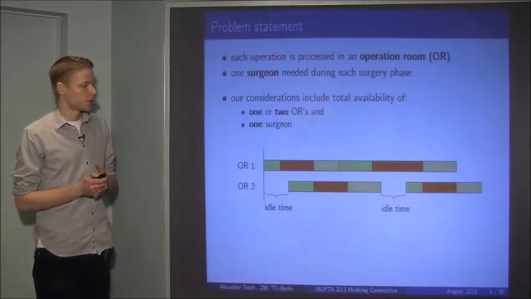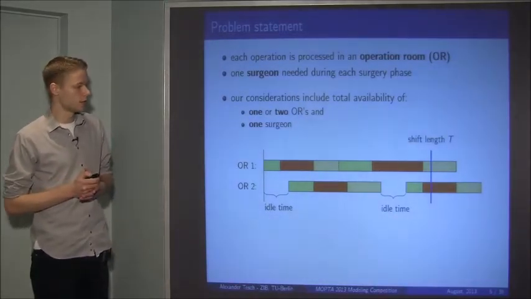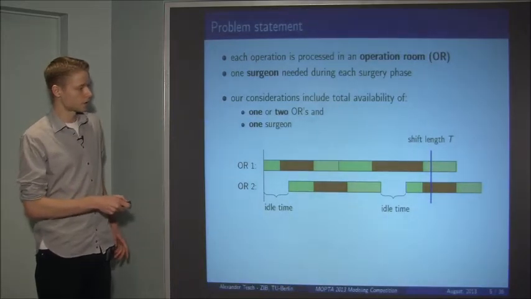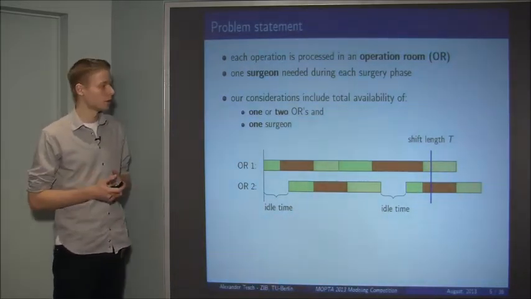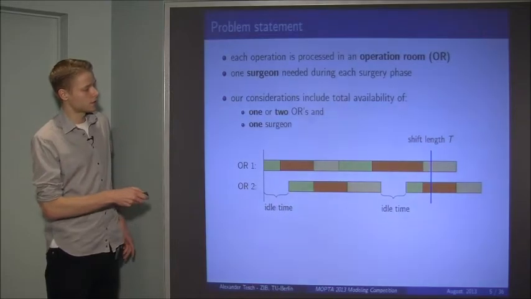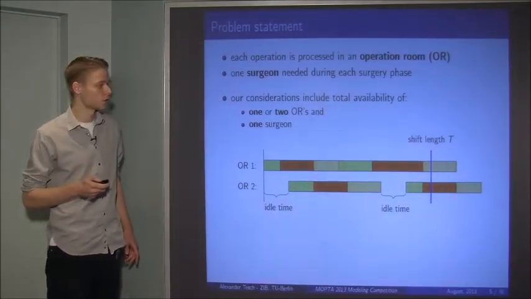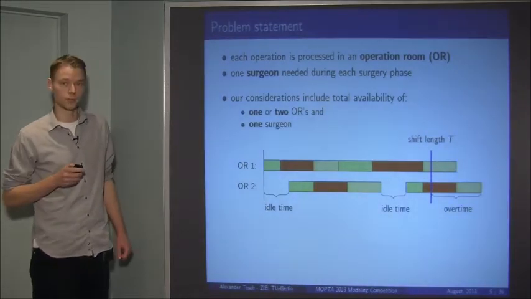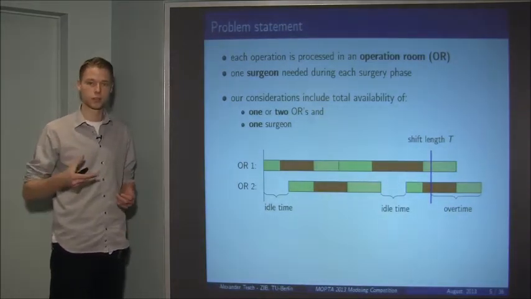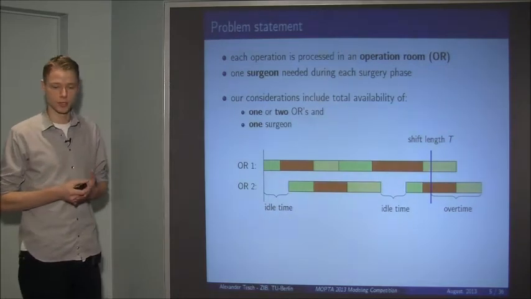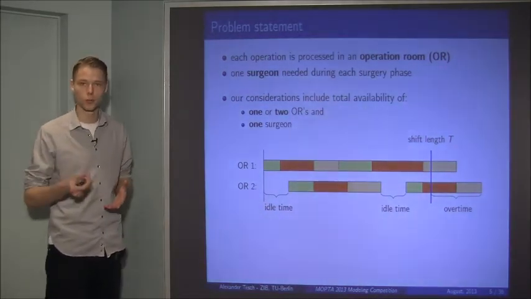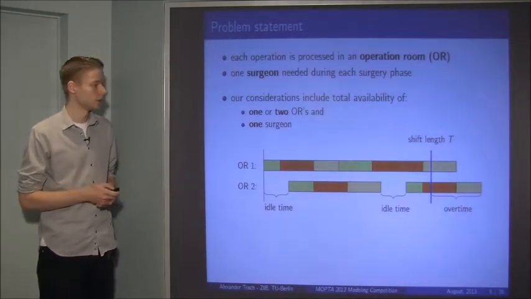And additionally, we have a shift length T, and this is given by the input. And whenever this shift length T is exceeded, here, for example, in both operation rooms, there occurs overtime. And overtime means the surgery staff in each of the operation rooms has to work longer than the normal shift length was supposed to be.